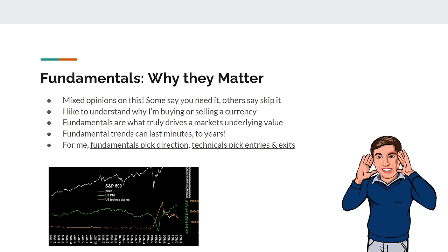One of the biggest criticisms that people have for fundamentals is that it doesn't really help you so much with timing, because fundamentals can last from minutes to years. You could be bullish on a currency, and that currency could go down for quite a while before it actually ends up going in the direction that you had a bias on. So fundamentals are for picking a direction, whereas I use technicals to look for entries and exits, if that makes sense. Technicals are my ins and outs, and fundamentals help me pick the direction that I want to trade in.